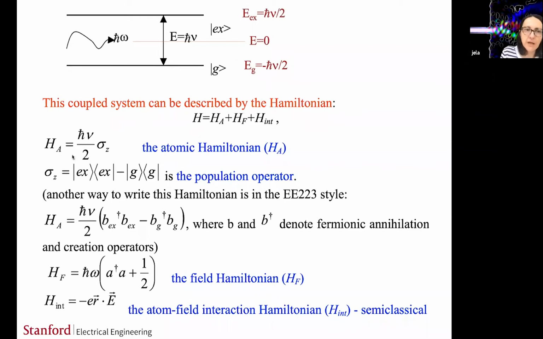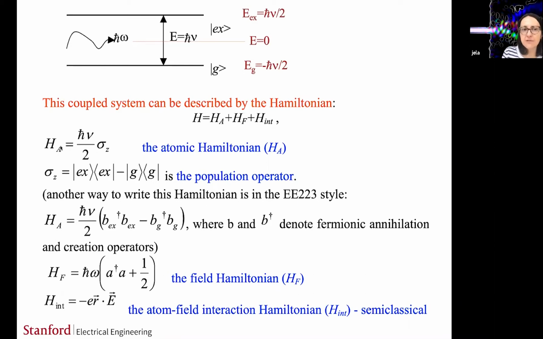The atomic Hamiltonian for a two-level atom can be written in a few different ways. I like this particular representation. If you assume that the energy level zero is between the ground state and excited state, then the excited state has energy h bar nu over 2. The ground state is minus h bar nu over 2, and the choice of zero is arbitrary. It doesn't matter. It's just shifting zero relative to the two states. And in that case, you can write the atomic Hamiltonian as h bar nu over 2 times the population operator, which is the projection onto the excited state minus the projection onto the ground state.